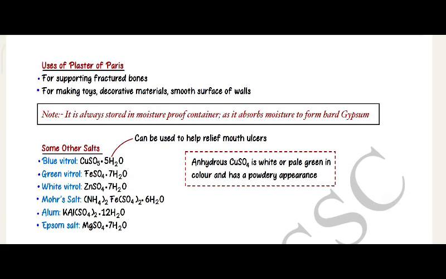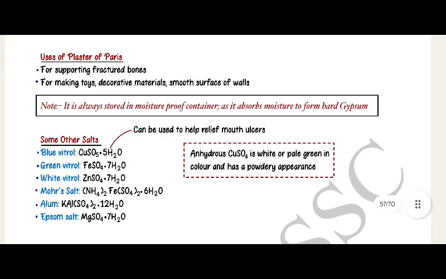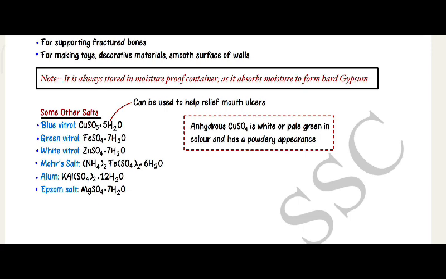Uses of plaster of Paris: supporting fractured bones, making toys, decorative material, and smooth surfaces of walls. Note: it is always stored in a moisture-proof container as it absorbs moisture to form hard gypsum. Some other salts: blue vitriol, CuSO4·5H2O, can be used to help relieve mouth ulcer. Green vitriol, FeSO4·7H2O. White vitriol, ZnSO4·7H2O. Mohr's salt, (NH4)2SO4·FeSO4·6H2O.